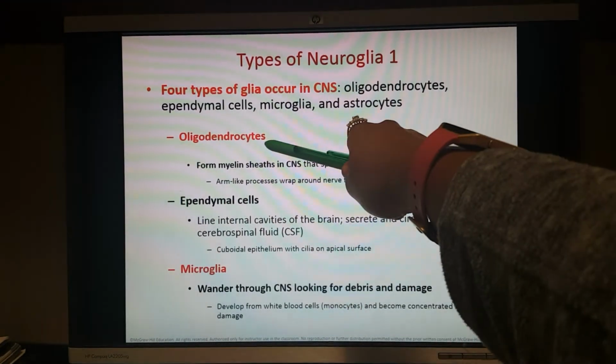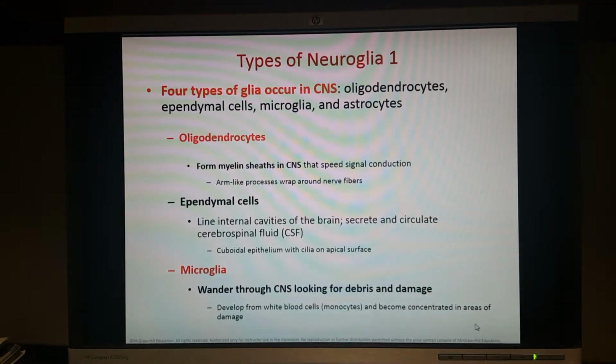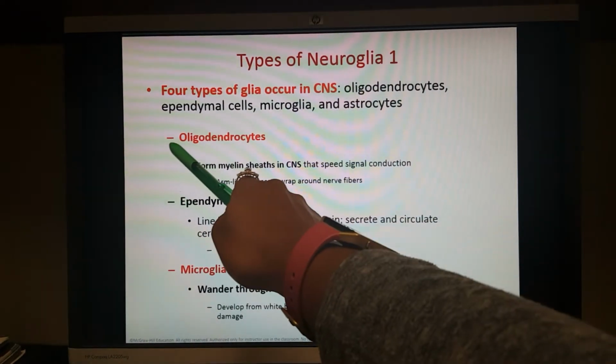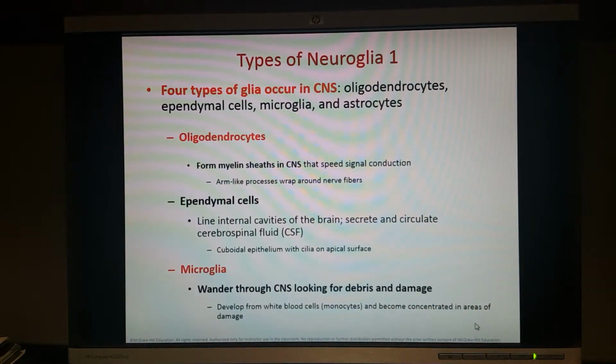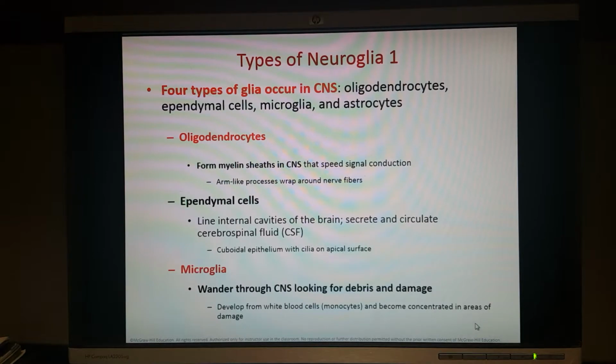So the job of your oligodendrocytes is to form myelin sheaths in your central nervous system. So inside your central nervous system, to protect the neurons around the axons, as well as help with increasing the speed of transport in those cells. These oligodendrocytes, so thinking oligo, many, have many arms that will branch out like dendrites. They'll branch off and start wrapping around those axons of those neurons to help create this myelin sheath.